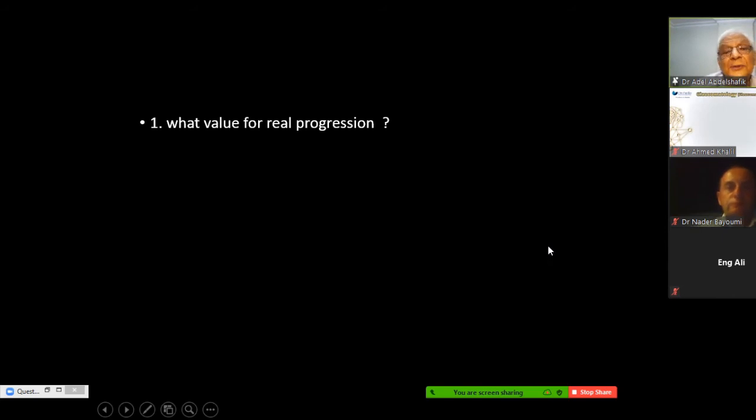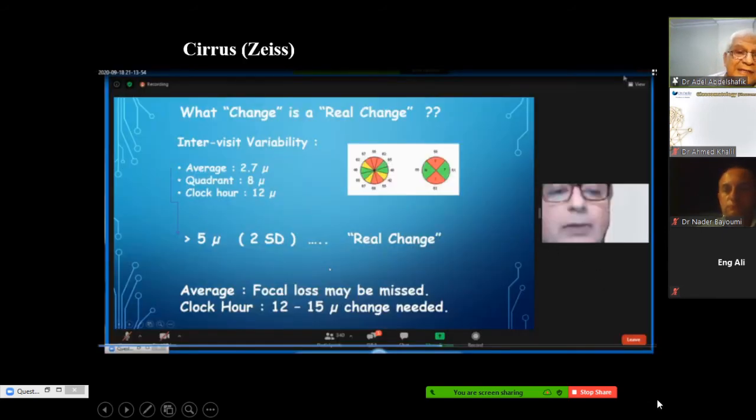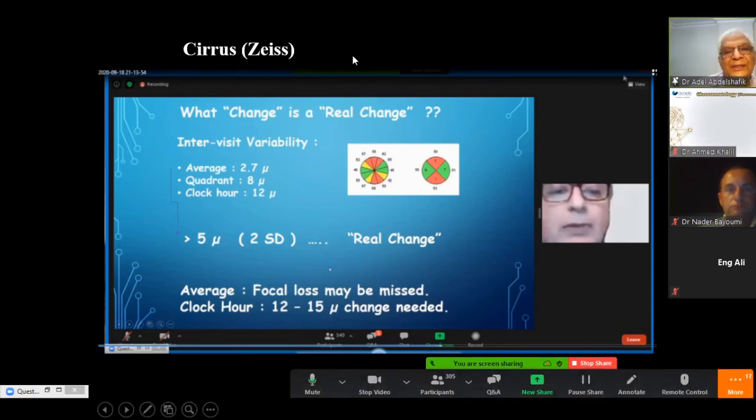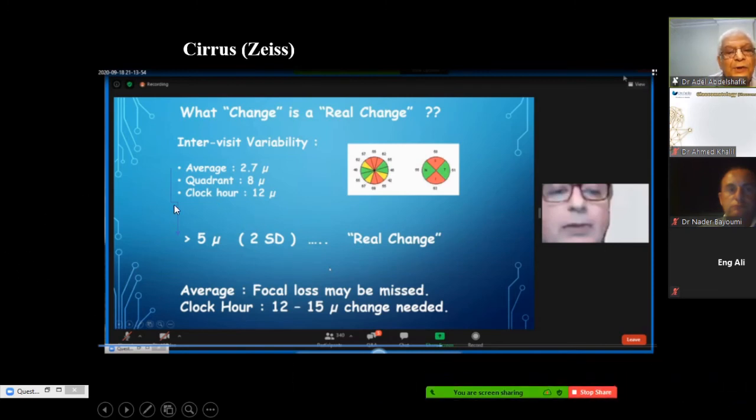So what is the real progression? I borrowed this slide from last week's talk of Dr. Karim. He was showing the Zeiss, and he showed us that if you have an average, this is the inter-test variability. If the change is more than 5 or 6, then this is most probably progression. If you look at the clock hours, you need changes to be more than 12 to 15 microns. This is for the Zeiss.